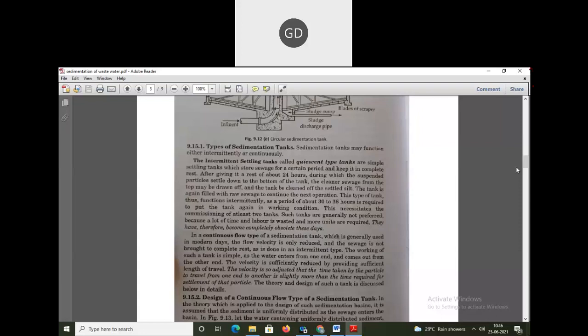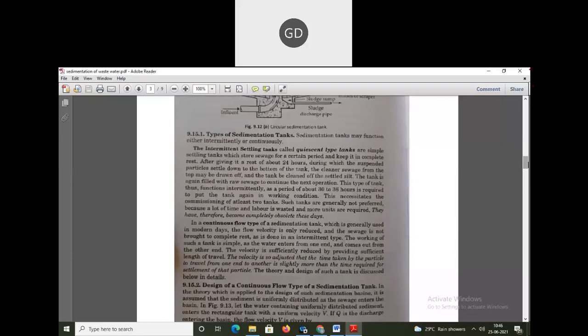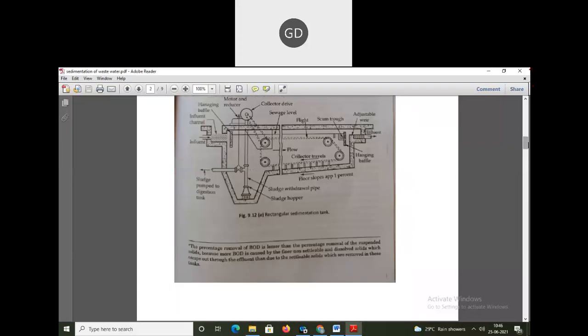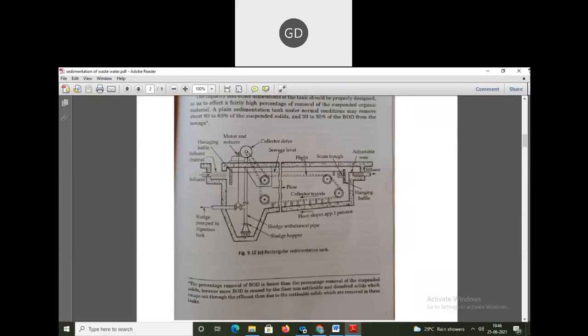So before going to the further treatment, let me first show you one video which shows the different component parts of your sedimentation tank.